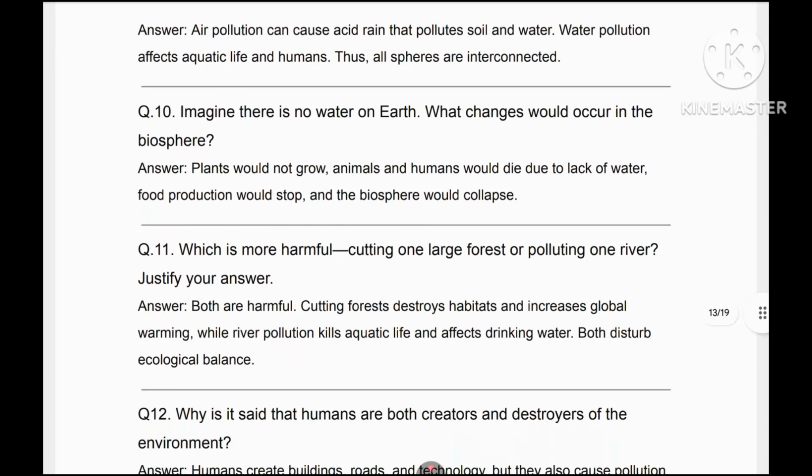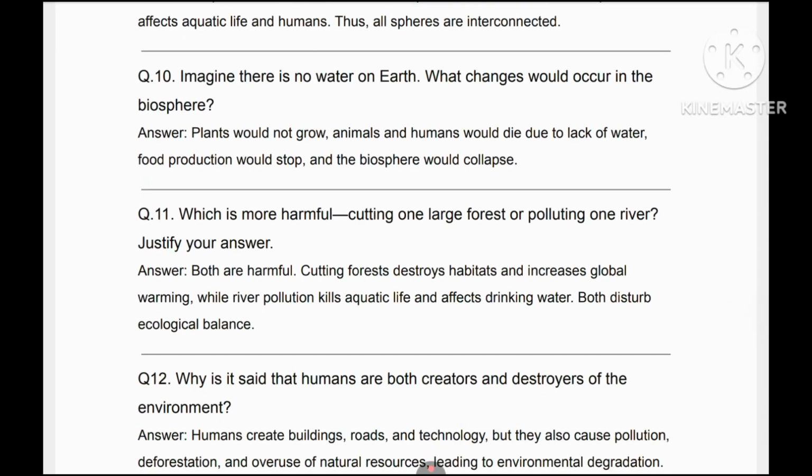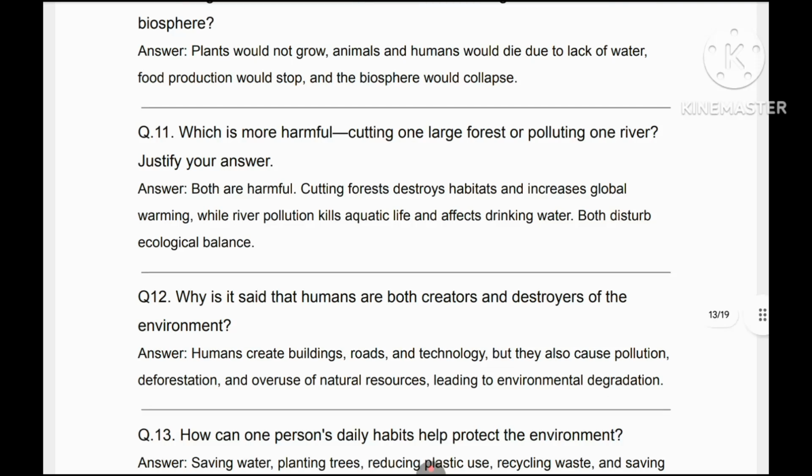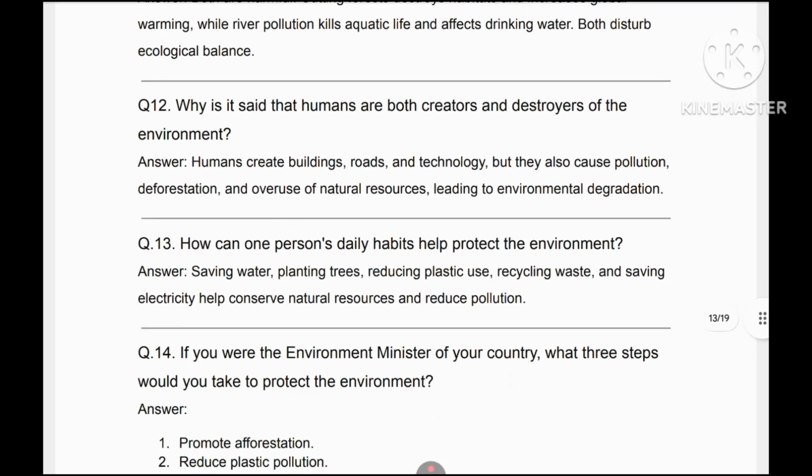Imagine there is no water on earth, what changes would occur in the biosphere? Plants would not grow, animals and humans would die due to lack of water, food production would stop, and the biosphere would collapse. Which is more harmful, cutting one large forest or polluting one river? Justify your answer. Both are harmful. Cutting forests destroys habitats and increases global warming, while river pollution kills aquatic life and affects drinking water. Both disturb ecological balance.